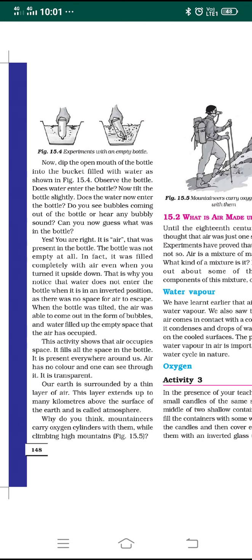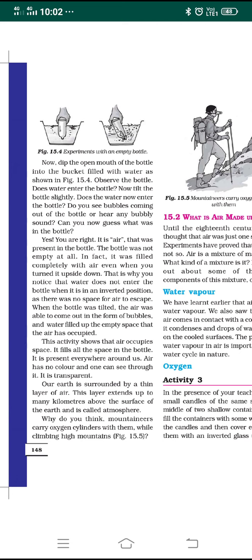Even when you turned it upside down, the air is still present inside the bottle. That is why the water does not enter the bottle. We notice that water does not enter because, when the bottle is in the inverted, upside down position, there was no space for the air to escape.